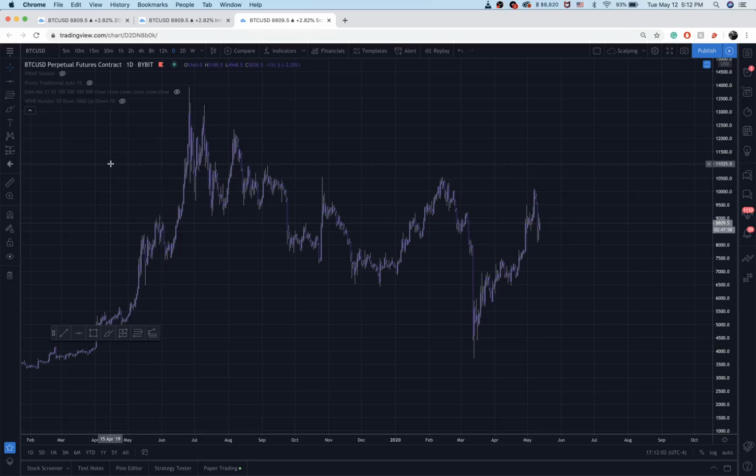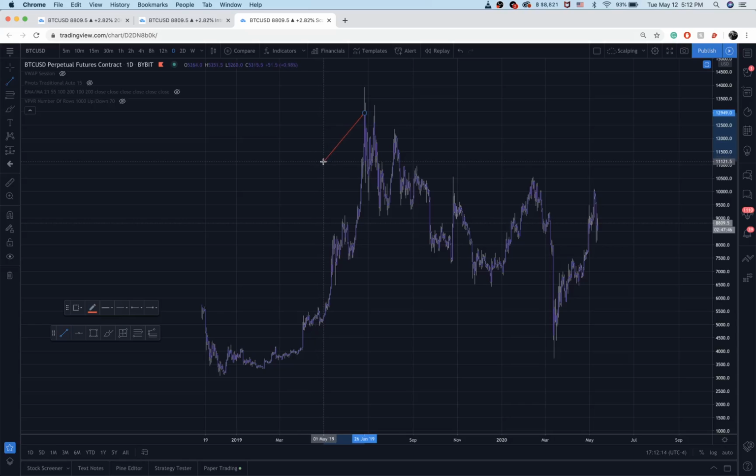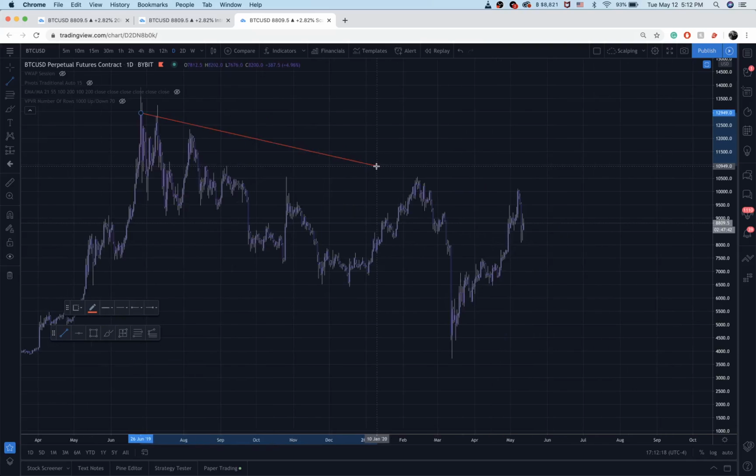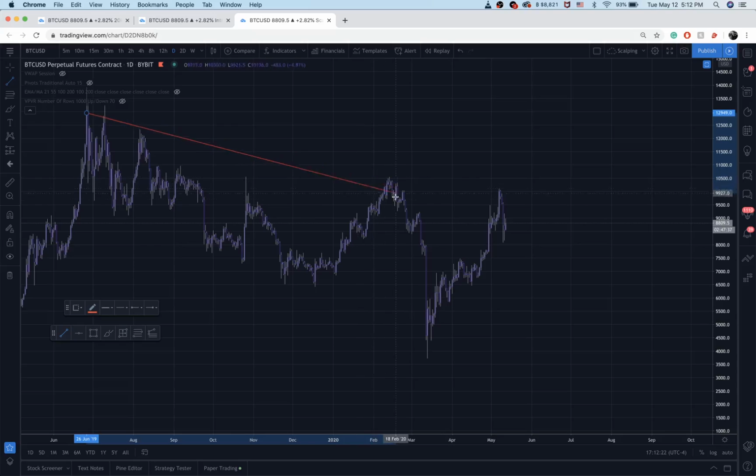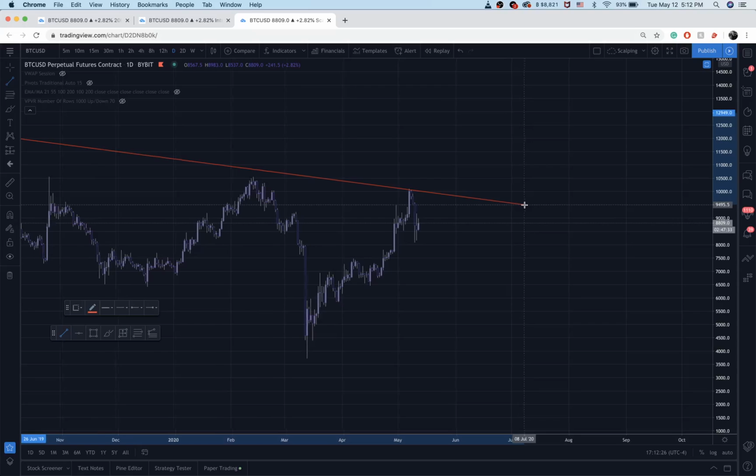So to get this started, I want to draw in a couple important trend lines. The first one is going to be a trend line of resistance that is going to be beginning its story back here in the last macro high that we had, or the all-time high on the Bybit chart. And we're going to be drawing it through the last local macro high that we had, right through the top of those.